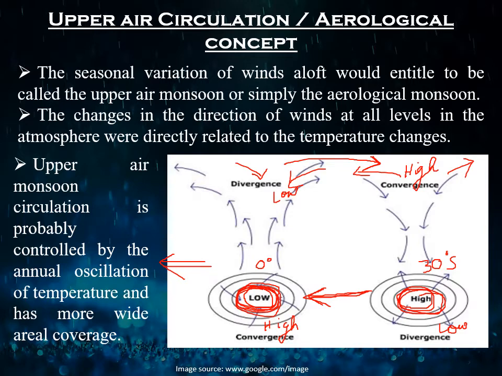So these are the three mechanisms by which the planetary winds, not only the surface winds but also the upper air winds, which are found in the upper part of the troposphere and also in the lower part of the stratosphere, will change their movement direction within an entire year.